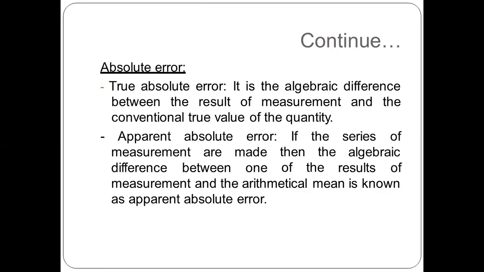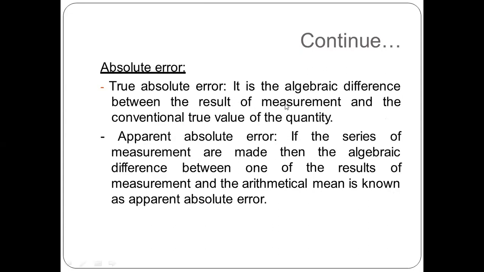Absolute error, there are two types here. First is the true absolute error, and second is the apparent absolute error. True absolute error is the algebraic difference between the result of measurement and the conventional true value. Apparent absolute error means that if a series of measurements is made, then the algebraic difference between one of the results of measurement and the arithmetic mean is known as the apparent absolute error.